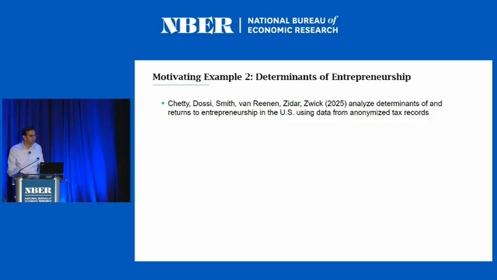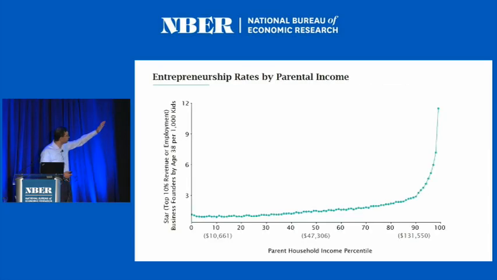Here I'm going to draw from some work I've done with my colleagues Gaia Dossi, Matt Smith, John Manrinen, Owen Zadar, and Eric Zwick, where we analyze the determinants of returns to entrepreneurship in the United States using data from anonymized tax records. Let me start with a simple plot that illustrates one of the key issues we're interested in, which is your odds of starting a highly successful firm, defined as a firm in the top 10% either by revenues or by number of employees based on subsequent corporate tax returns, versus your parents' income.